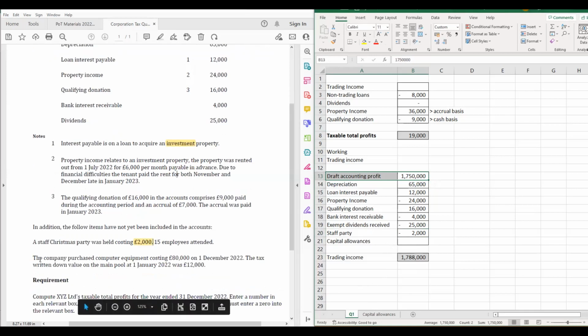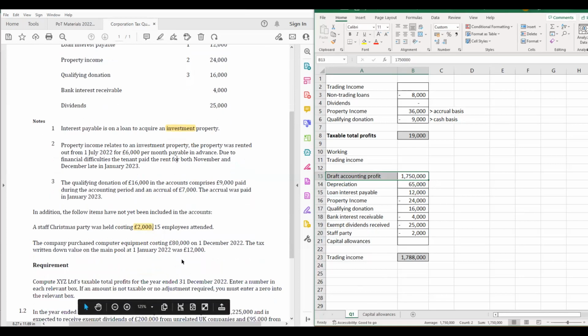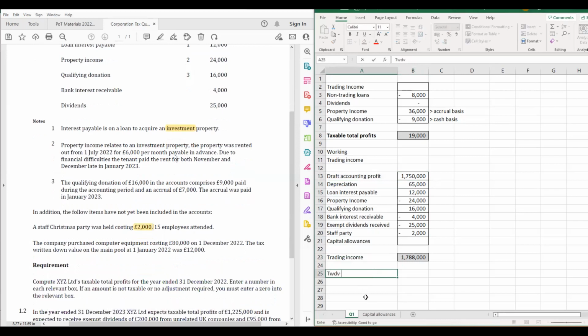And then finally, we get told the company purchased computer equipment costing £80,000 on the 1st of December 2022. The tax written down value on the main pool at the 1st of Jan 22 was £12,000. So the first thing we can do is pull together a very quick capital allowance working. Of course, this is capital in nature, computer purchase, and also tax written down. It's all in relation to our capital allowances. So we've got tax written down value of 12,000. We've then got additions in the year of 80,000.